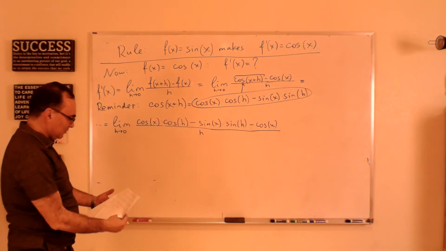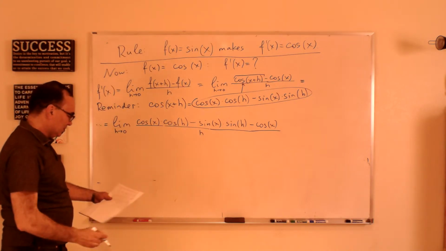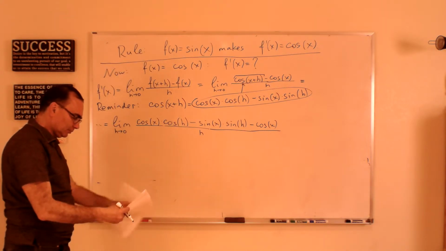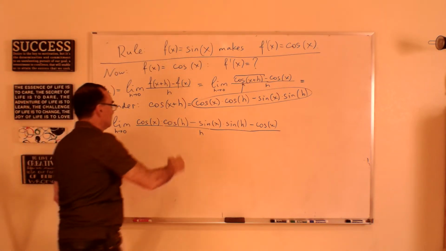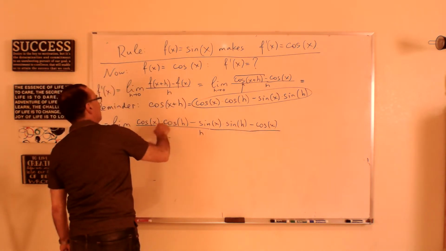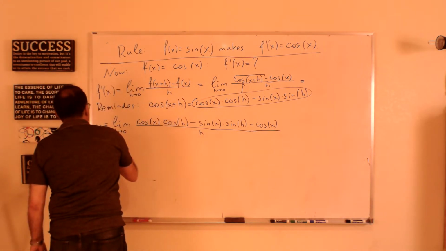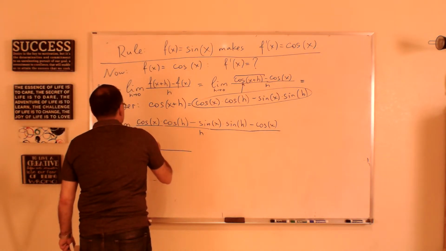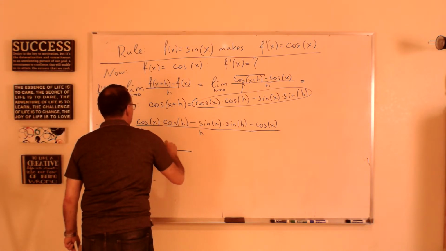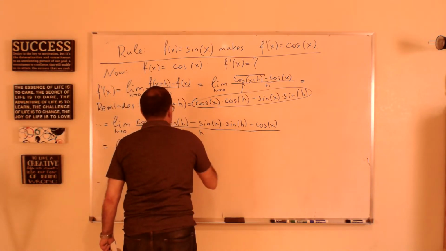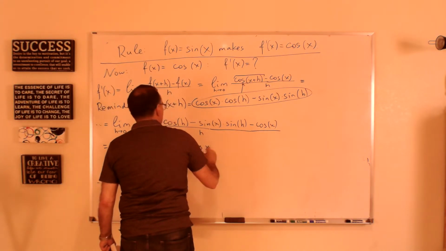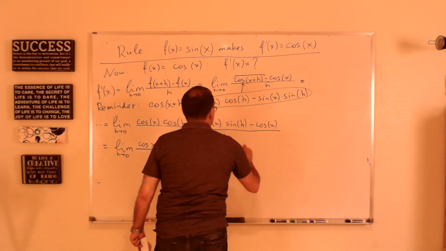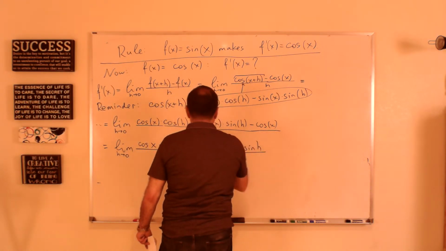So now again we need to do some kind of rearrangement for this formula. And the rearrangement we want to do, we want to combine this cosine x with the first term, cosine x times cosine h. So it will be the limit of cosine x times cosine h minus cosine x, and then minus sine x sine h over h.